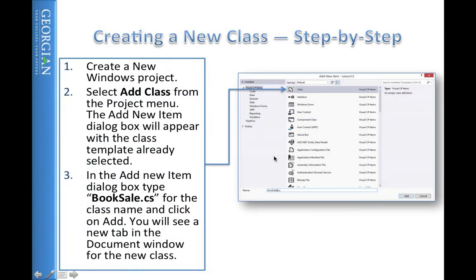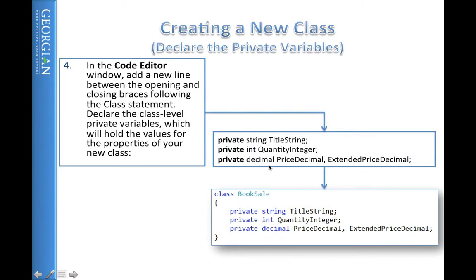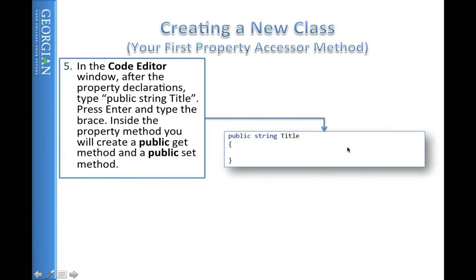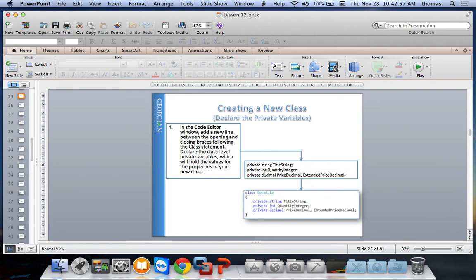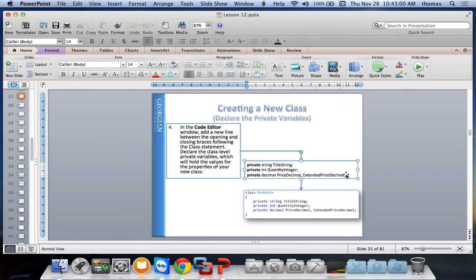So I've done this already. So we need a couple of these different variables here. What I want to have is, if you notice, each of these, they're private. The title string, quantity integer, and a couple of decimals, the price decimal and the extended price decimal. All these things I need to include in my class. Now I'm a little bit lazy. Oops. So I'm going to go into the presentation and copy and paste. That's the kind of guy that I am, right? Because I don't feel like typing unless I have to.